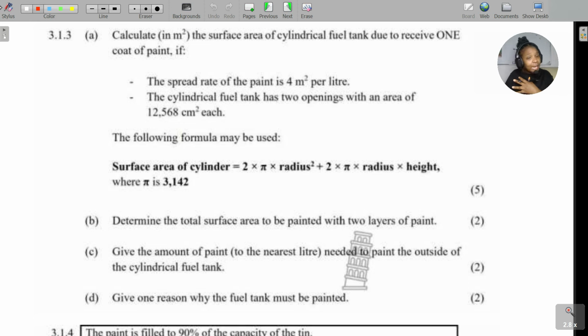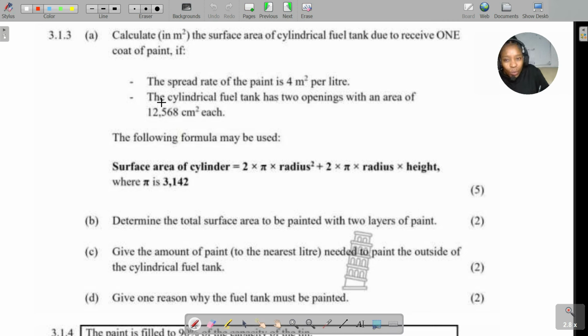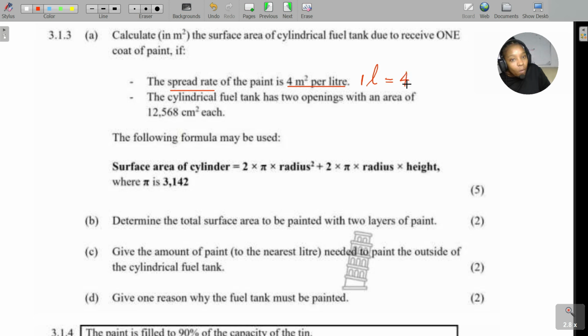Before we have a look at our diagram, because we've looked at the diagram in the previous question, let's just have a look at what is happening there, right? So we're given there the spread rate of the paint. It's a statement that gives us a rate. So what does this rate mean? It basically means that 1 liter of paint will be able to paint 4 meters squared of area.